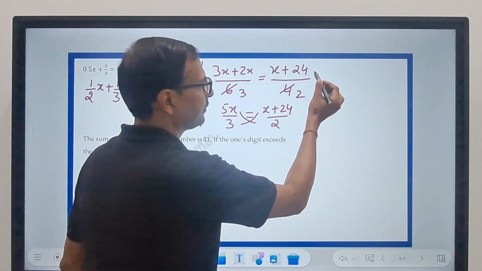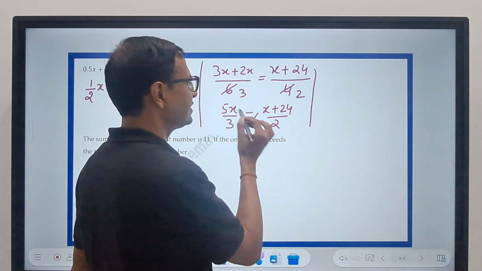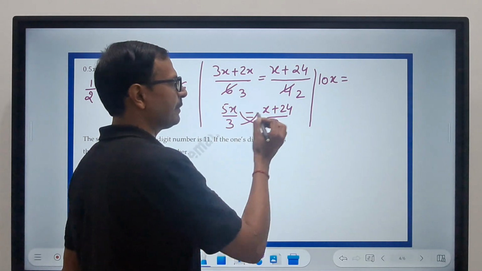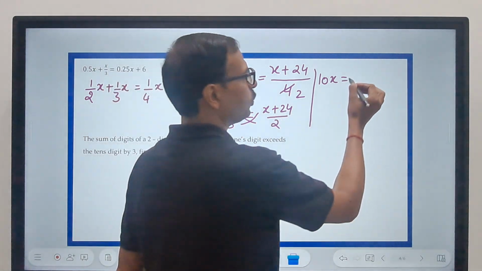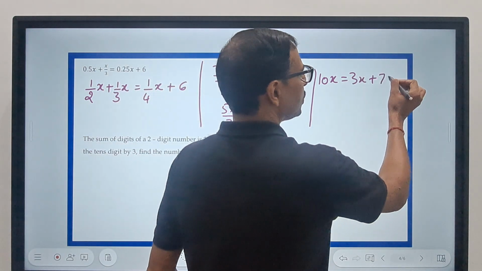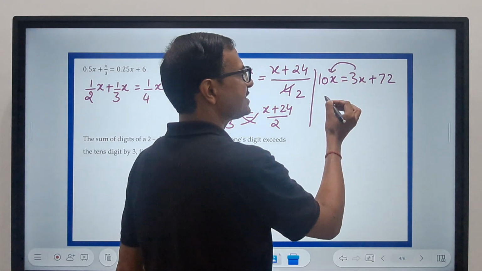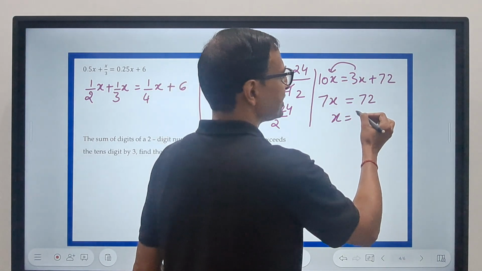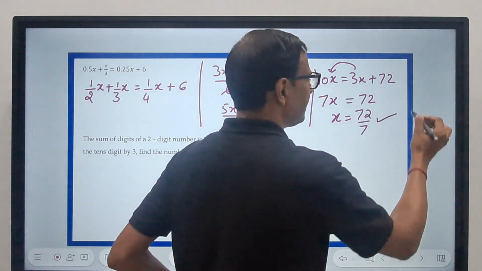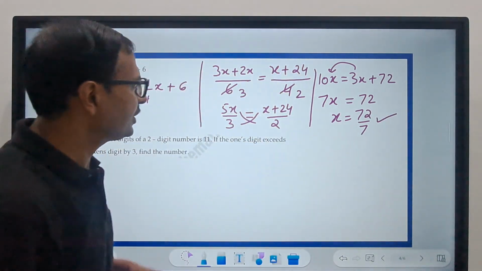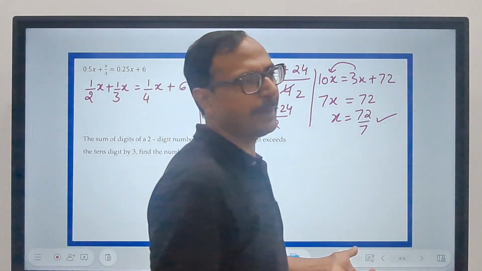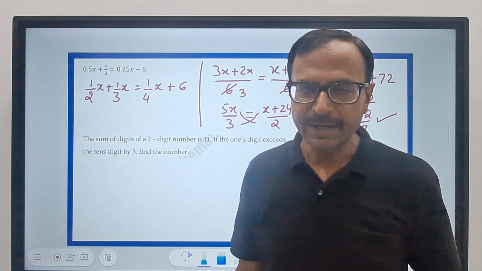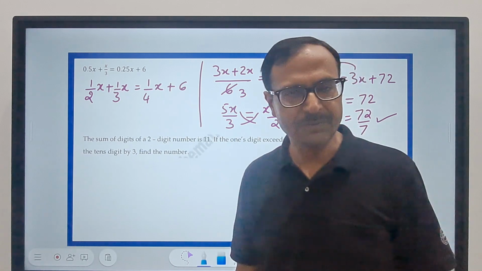So if you cross multiply this will be 10x equals, if you cross multiply this will be 3x plus 72, and so 3x comes this side, gets subtracted, so 7x equals 72, so x is 72 upon 7, which gives me my answer. Now there are ways you do it, you may not be converting the decimals to fractions and then writing the answer directly, so it works that way also.